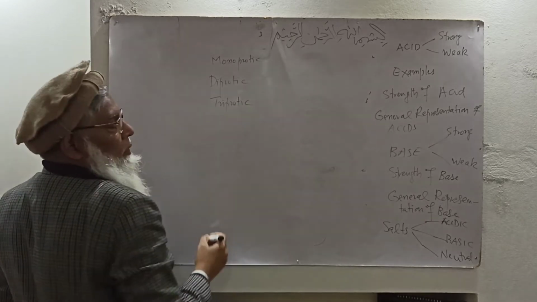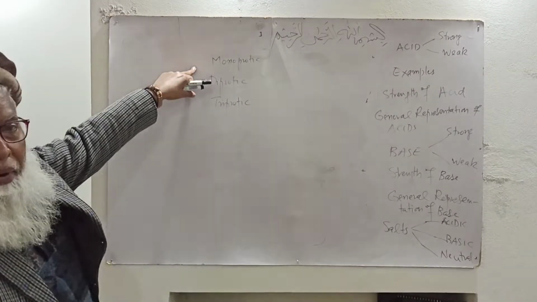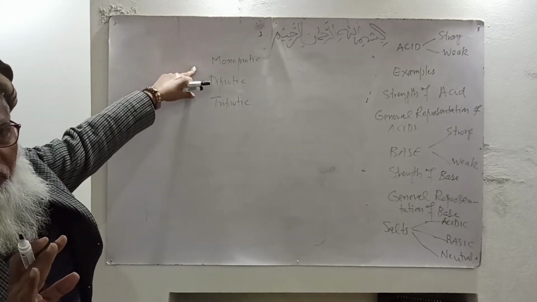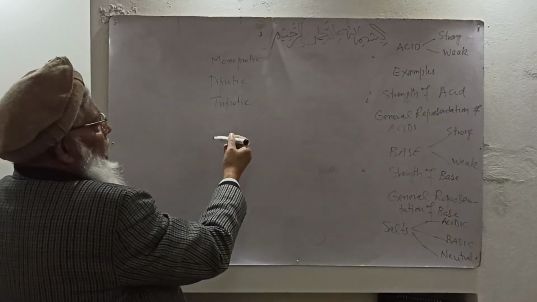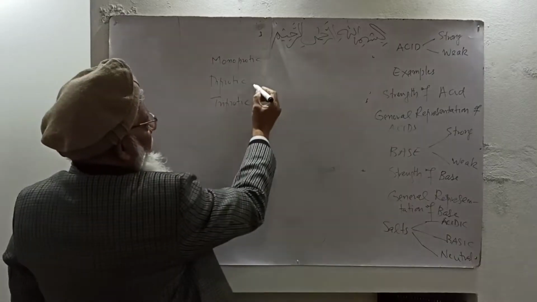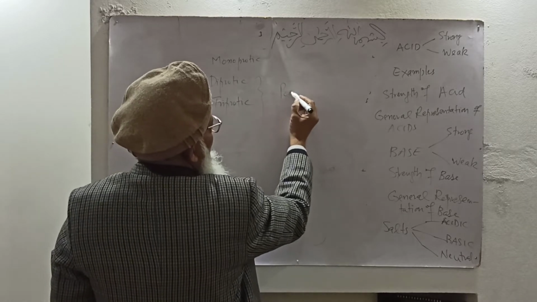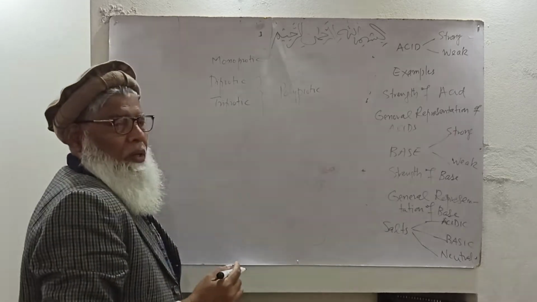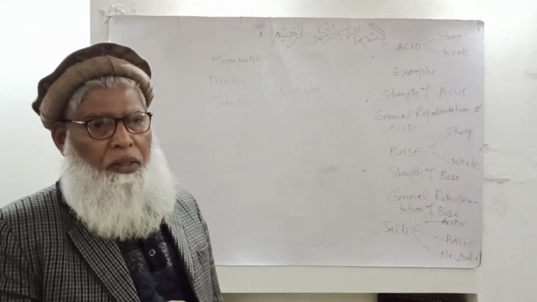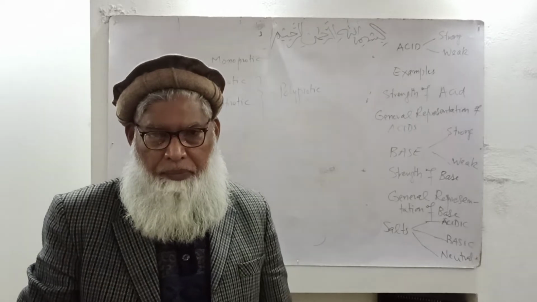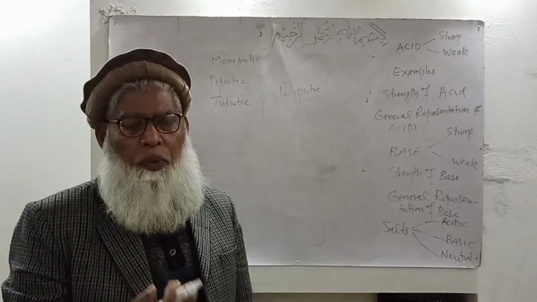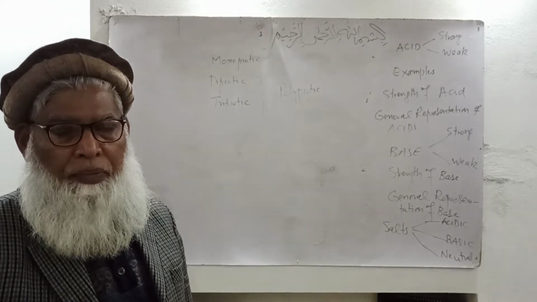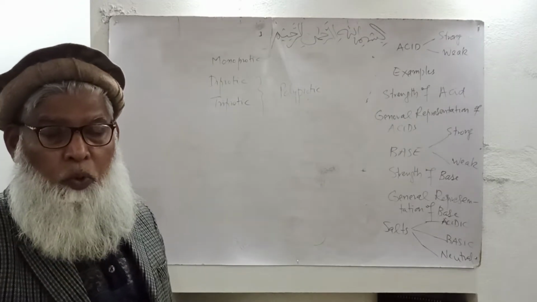So in general, the acids which have the tendency to give 1 proton are monoprotic, and the acids which have the tendency to give 2 or more protons are called polyprotic acids. Say phosphoric acid is a triprotic acid, sulfuric acid is a diprotic acid, HCl and nitric acid are monoprotic acids, acetic acid is a monoprotic acid.